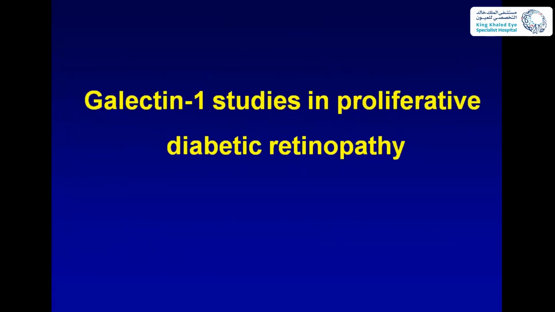Now the second title: I'm going to discuss this article about the galectin-1 study in proliferative diabetic retinopathy. This galectin is a very important molecule, because people believe that galectin-1 is a substitute of VEGF. It's very interesting that if you give anti-VEGF, this galectin will bind with the VEGF receptor and enhance pro-angiogenesis. It will enhance the inflammation, and it will enhance the angiogenesis.